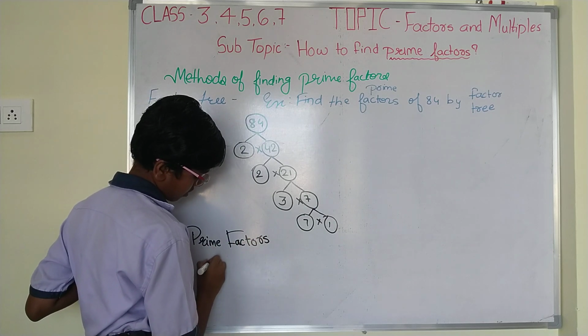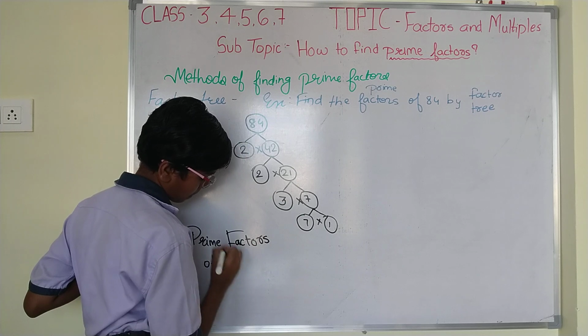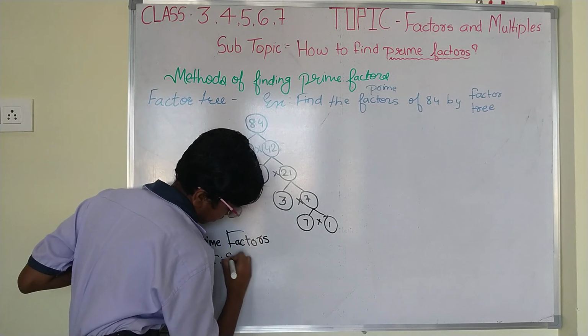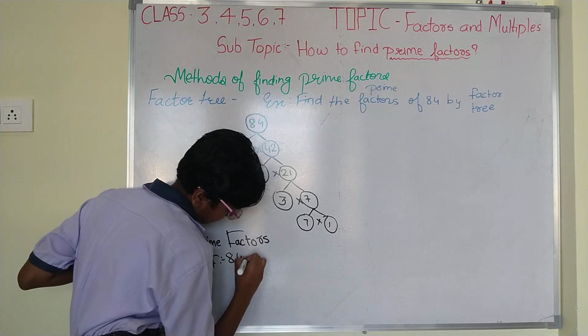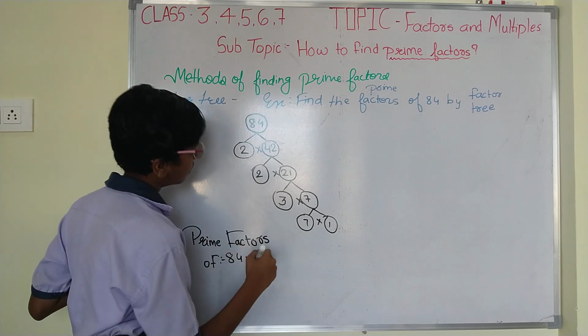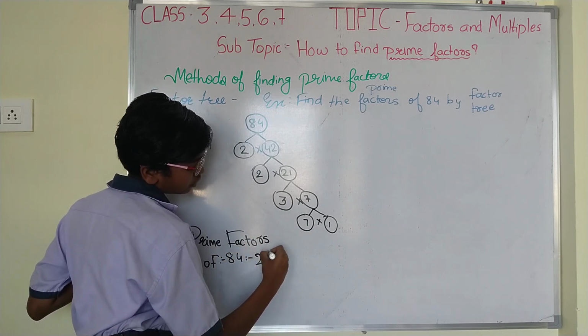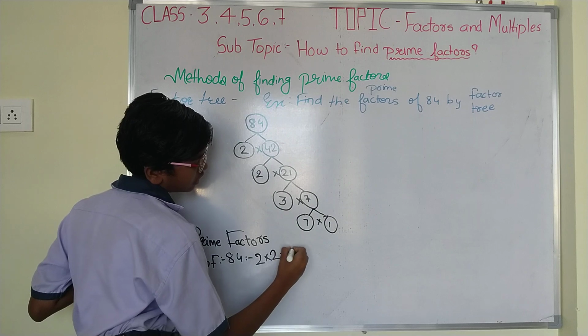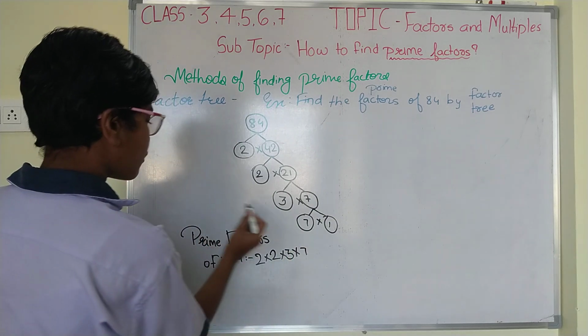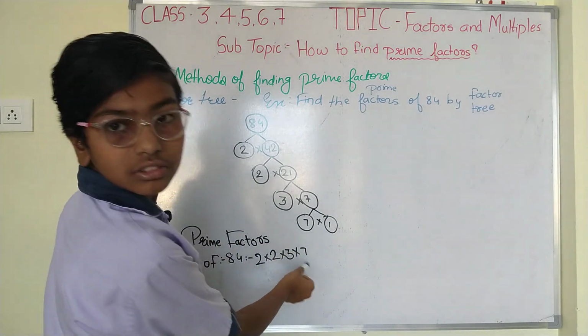Prime factors of 84 are 2 into 2 into 3 into 7. Multiply it. 2 2s are 4, 4 3s are 12, 12 7s are 84.